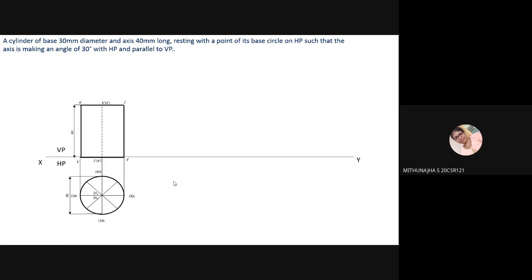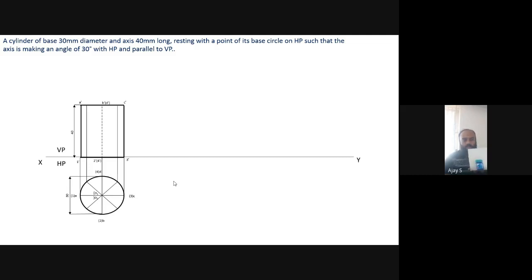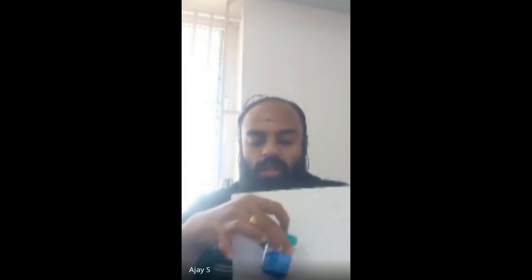Yes, sir. Okay. Now, same thing I can continue it, but when I come to the fourth position, it will be difficult. So what I do is I have drawn the other lines. I've just divided that division. I'll just extend it and I mark it on my front view. Now the problem says this base circle, this axis is making 30 degree to HP.